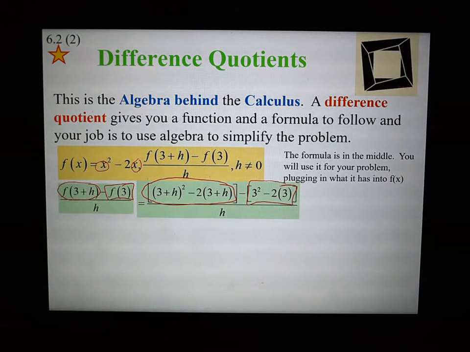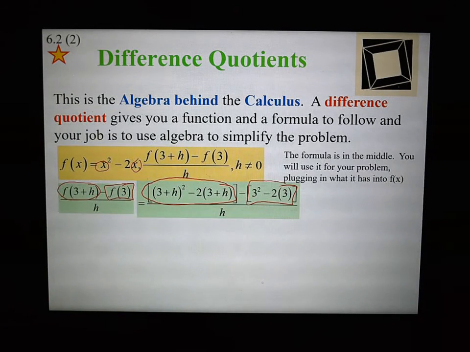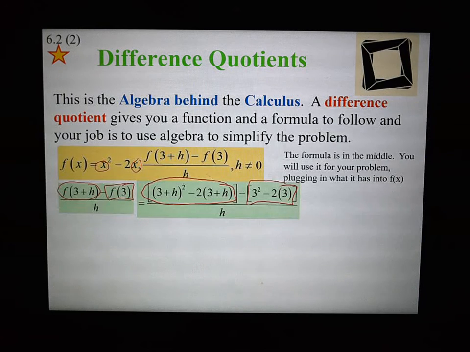So if you need time right now for your partner to explain it to you, I'd ask the sub to pause it and for you to explain to each other. I'm going to move on.